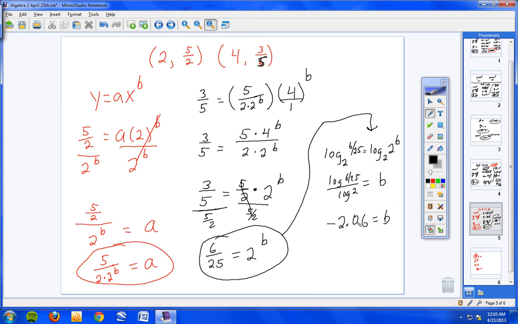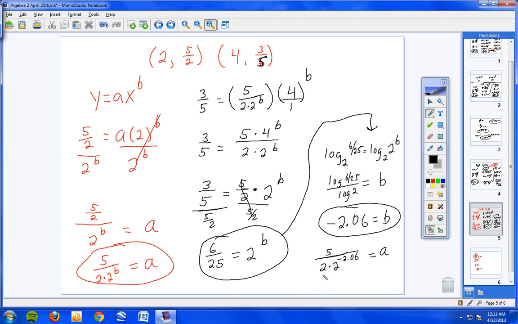Now, follow my pen. Watch. Way over here, see that b right there? My pen's on, I'm underlining it. See that b right there? Could I not pick up this b right here and put that in for b right there? And then simplify that and you'll have a. Sure I can. So here we go. Watch. I'm going to go ahead and circle this. There's my b. Now, right here I'm going to put 5 over 2 times 2, and that second 2 is to the negative 2.06 power. And all of that equals a.